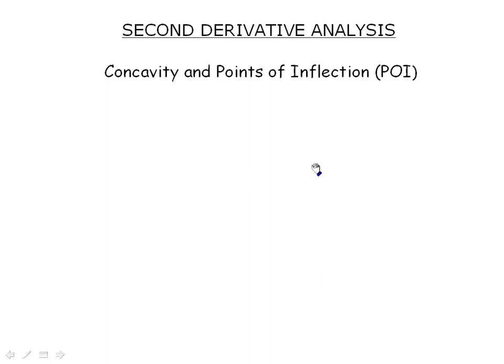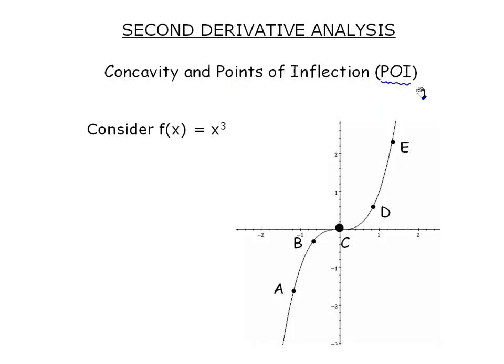And this is the key idea. Concavity, which is related to the second derivative, and points of inflection, which are often written as POI. And this graph, just a simple cubic function like this, will illustrate what the second derivative does and what it tells us about the behavior of a graph. And I've got 5 points indicated, C being at the origin.